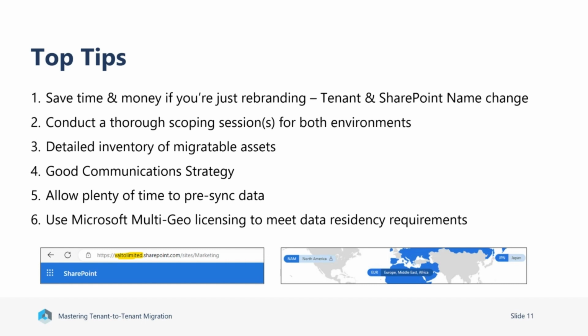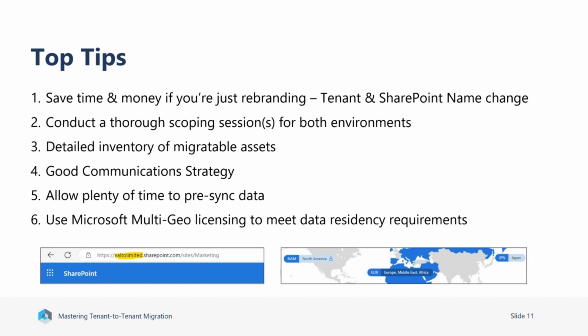Number six, using Microsoft multi-geo licensing to meet data residency requirements. We get many customers in different geographical locations purchasing organizations and acquiring businesses in different regions. For example, if a UK organization purchases a business in Germany, the first thing compliance and the IT team are going to say is, what about our data at rest policy?